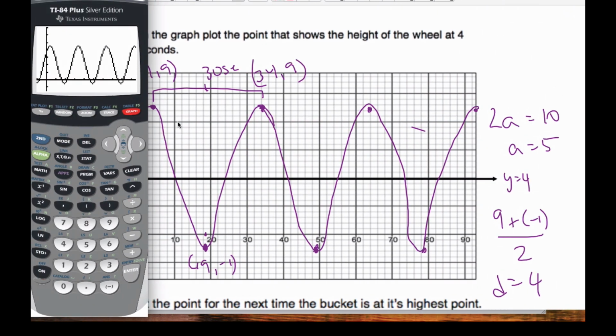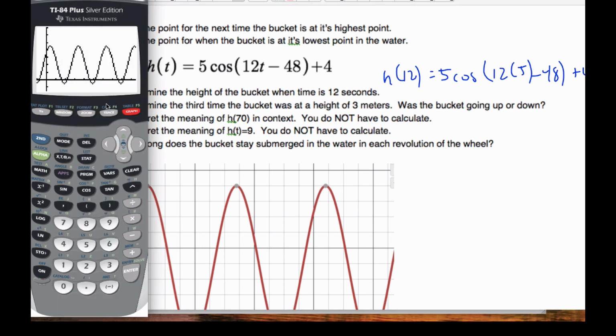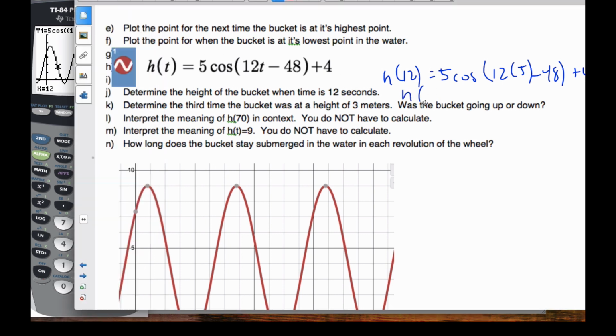So I did all that work because I had to find h of 12, and I can plug it in and do the calculation. If I do that here, I know this is y1. So if I trace my graph, and here's my cursor, the coordinates are shown. If I type in 12, it will just show me that h of 12 is equal to, what did it say?